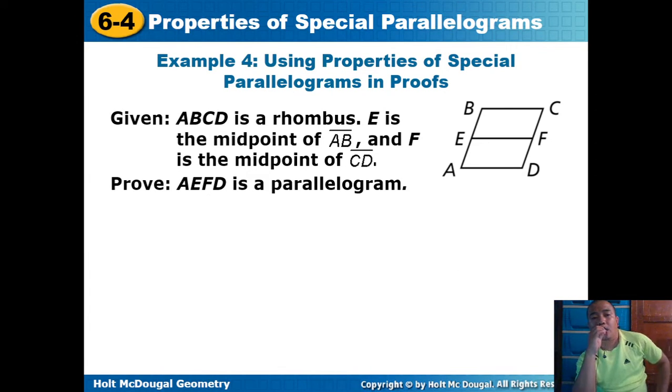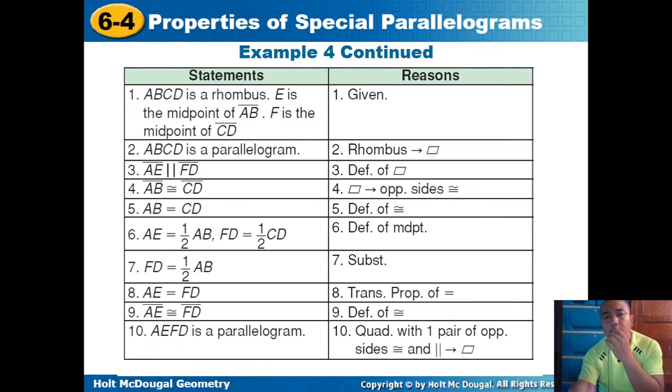Another, ABCD is a rhombus. Okay? E is the midpoint of AB and F is the midpoint of CD. Prove that AEFD is a parallelogram. Okay, we have here the two-column proof, consisting of statements and reasons.